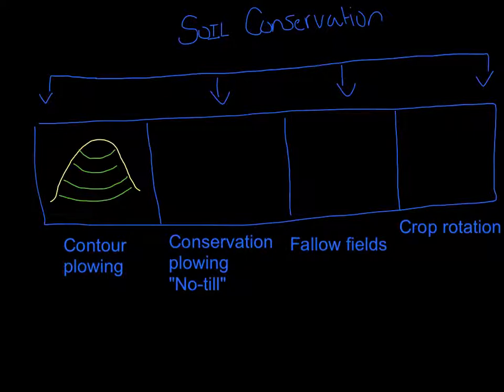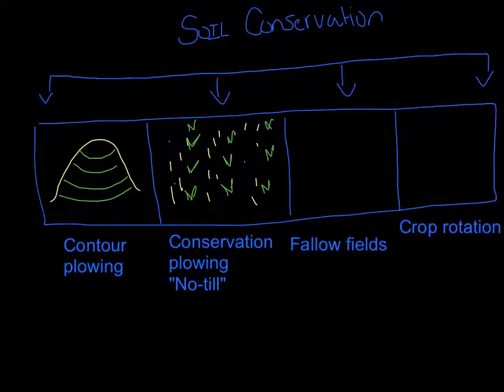Conservation plowing is when we leave the stalks of the plant from the previous crop in the ground, and then we just plant the next plant right in the middle of these stalks. And then the stalks of the last plant hold that in place. Fallow fields means to not plant in that area for a period of several years. So you just let the field grow natural, let it grow wild.